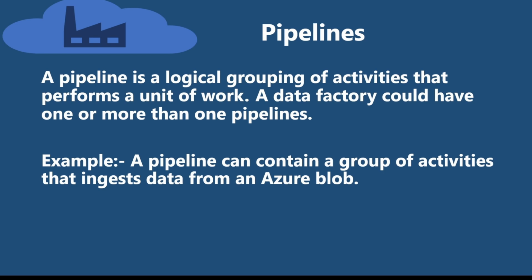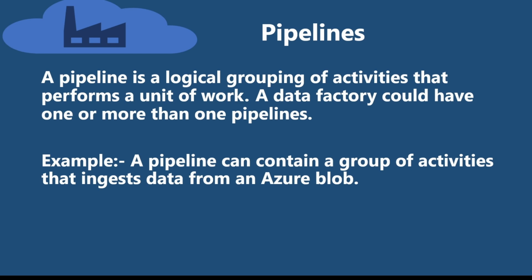In the pipelines, I have written one definition here. You can read this. A pipeline is a logical grouping of activities that perform a unit of work. A data factory could have one or more than one pipelines. Okay, simple. So basically, first, if you want to create something in the Azure Data Factory, you have to create one pipeline. Inside your pipeline, you have to create some copy activity, or like you can say any other activity. Okay. So example, a pipeline can contain a group of activities that ingest data from an Azure blob.